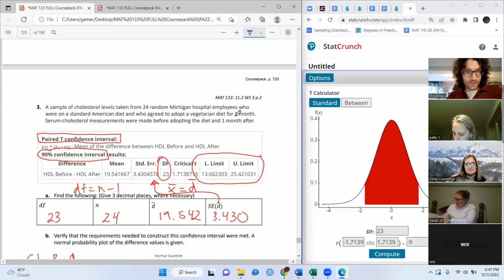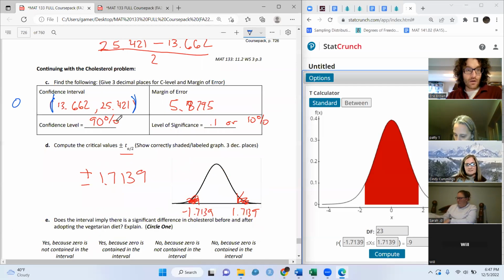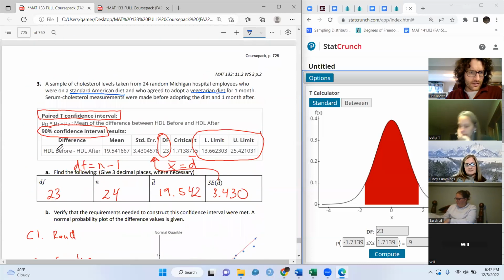If we read what this context was, we got these Michigan hospital employees who had been eating a standard American diet, which apparently is not vegetarian. I don't know. And then they had to eat a vegetarian diet for a month. And then they checked their HDL levels before and after, or their cholesterol levels before and after. And we found that there was a, what is this, a decrease or increase? Before minus after, and we've got a positive mean.